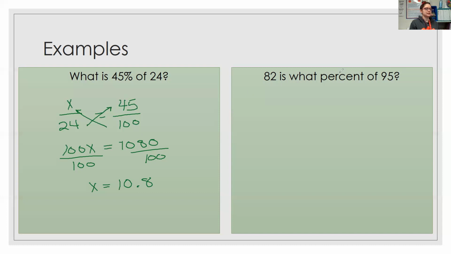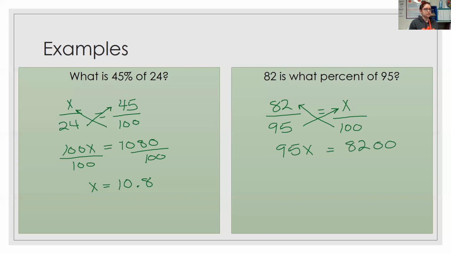Okay, let's switch to the next example. 82 is, so we're going to put 82 on top. What percent? So that tells us my x will go in my percent spot, so x over 100 of 95. Okay, same thing, we're ready to cross multiply. So 95x equals 8200. The 95 is what's with the x. We're going to undo multiplication with division, so divide by 95.